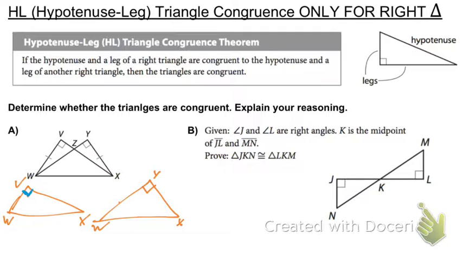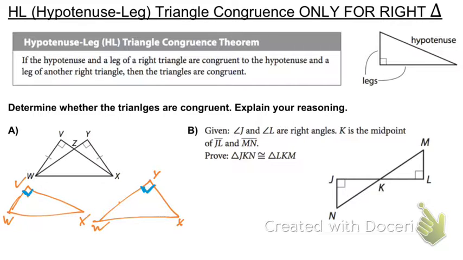W, V, X, and Z, Y, X. Are those also right triangles? Those small little triangles? Yeah, those are also right triangles. So out of the 5 triangles, 4 of them are right.